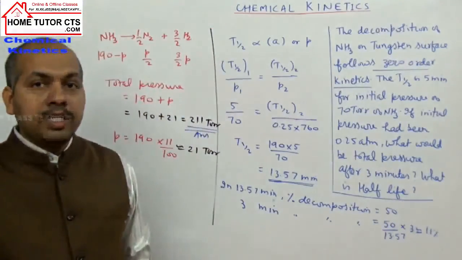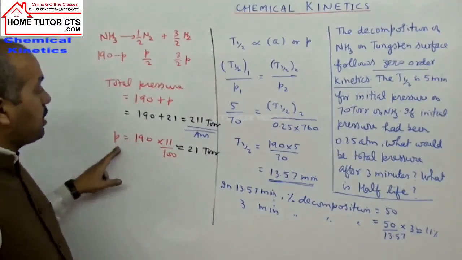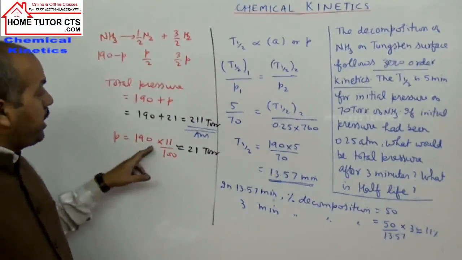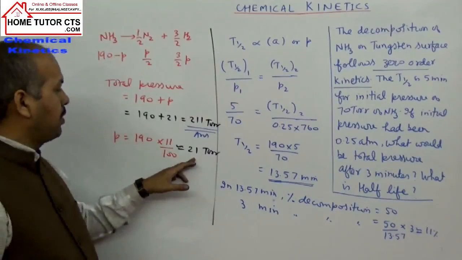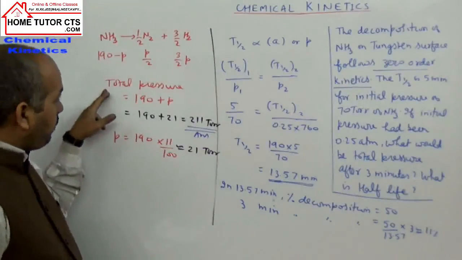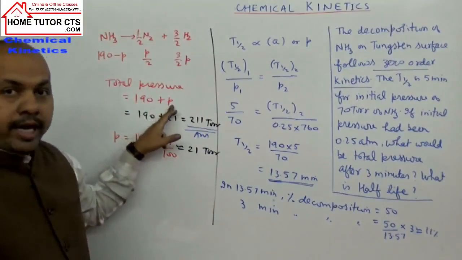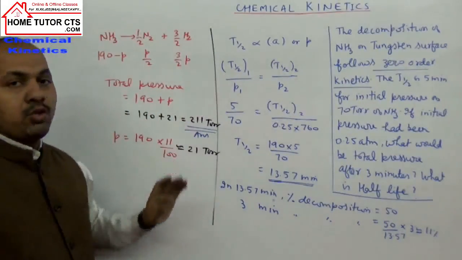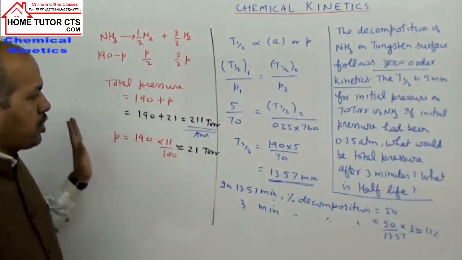It is coming nearly 11%. So how much is the pressure decrease of 190? Decrease 11%, 21 torr approximately. Then total pressure will be how much? This plus this plus this, 190 plus P, and that is coming 211 torr. That is the second part answer of this question. Okay.